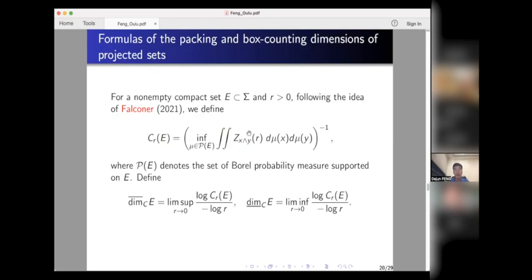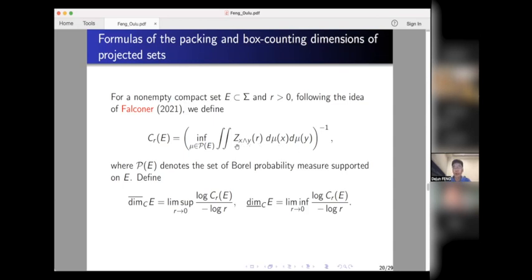Now we can give formulas for the packing and box counting dimensions of the projected sets. For a given compact set E and R greater than zero, we can follow the idea of Falconer and Howroyd, or we can define the R capacity of E by using this capacity formula here.